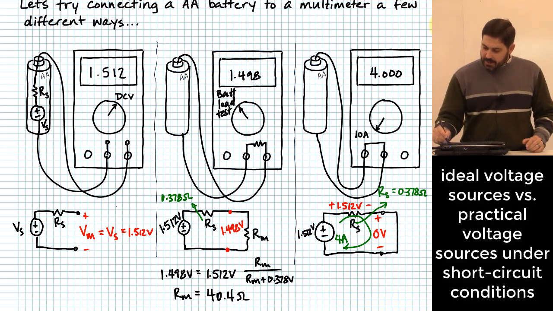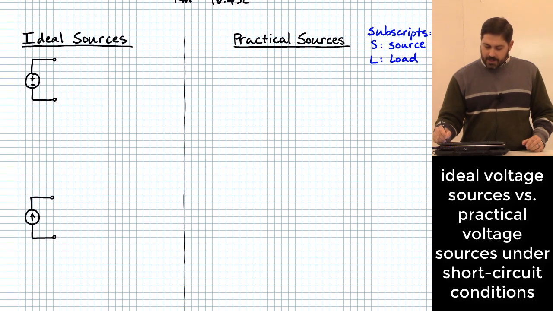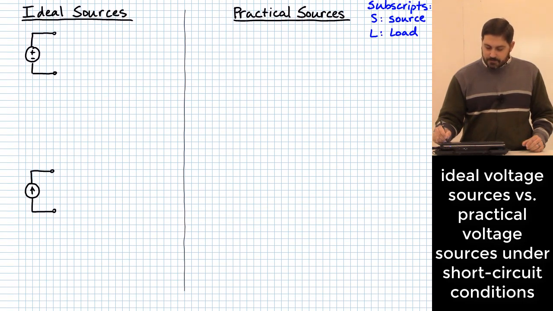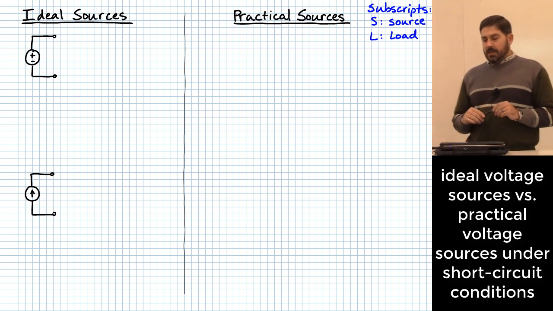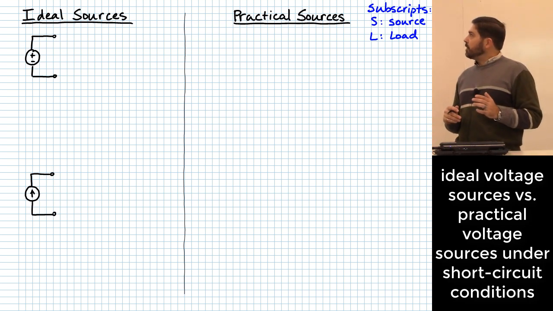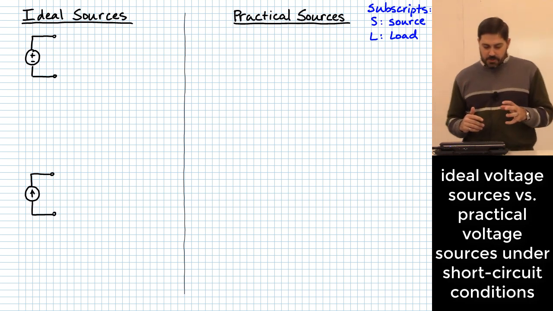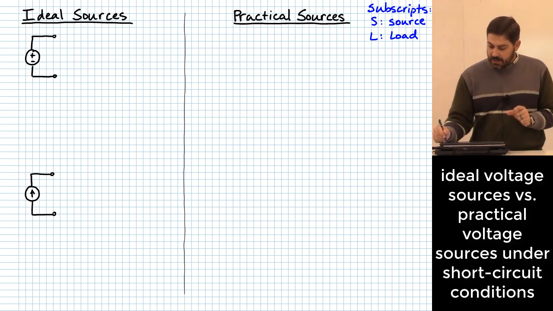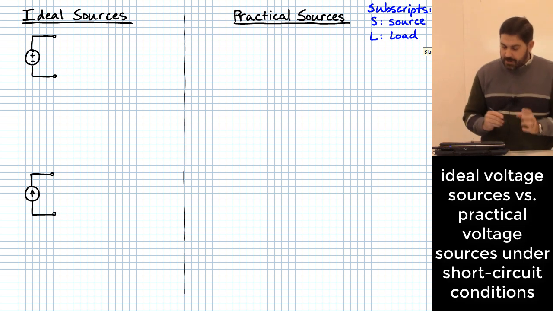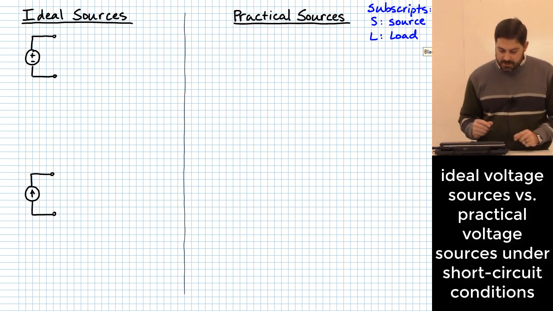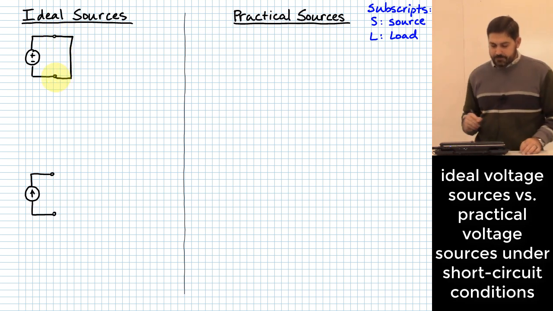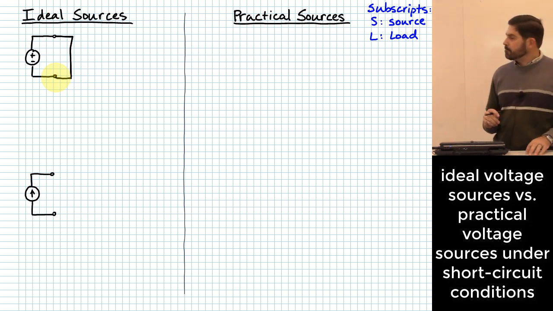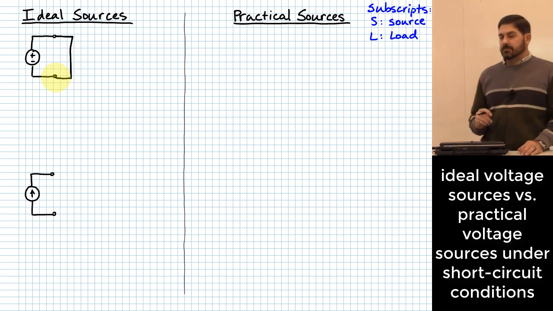All right, now let me do this in a little bit more circuits theory terms here. Let's look at some characteristics of ideal sources versus practical sources. I'm going to do this first with a couple of possibilities. The first one that I'm going to look at here is a voltage source, and I'm going to ask you, what happens if I take this ideal voltage source and I hook up a wire across it? What will happen?